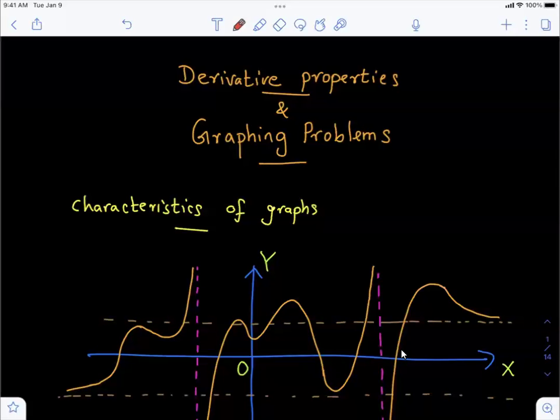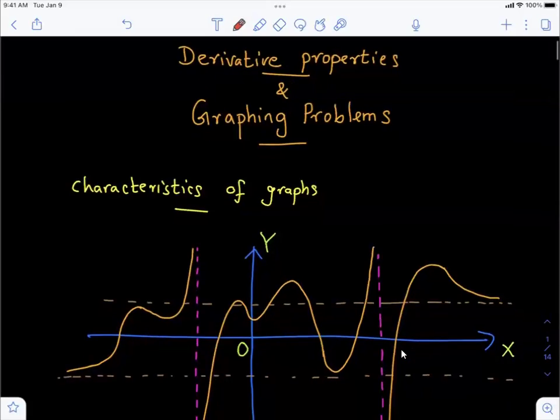Hello, everybody. Welcome back. In this lesson, we will go over derivative properties and graphing problems. The derivative has a variety of applications. Some of them are real-world applications, some of them are theoretical and yet useful applications. In this lesson, we will go over graphing problems, which can help us to see the behavior of a given graph.